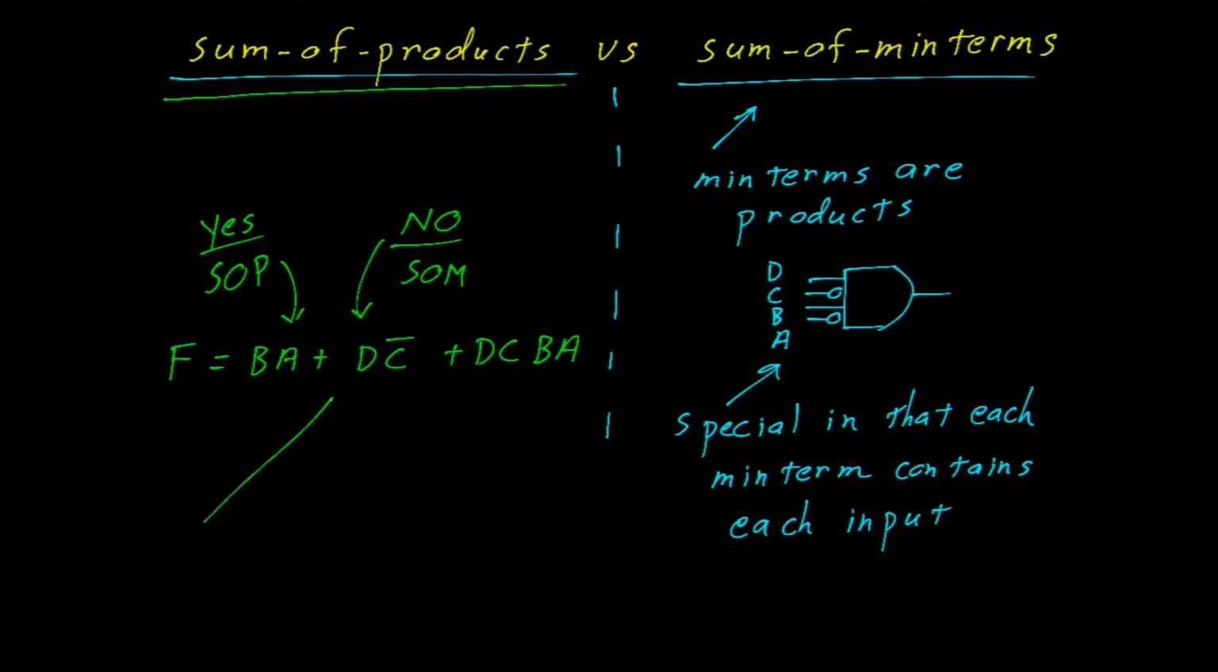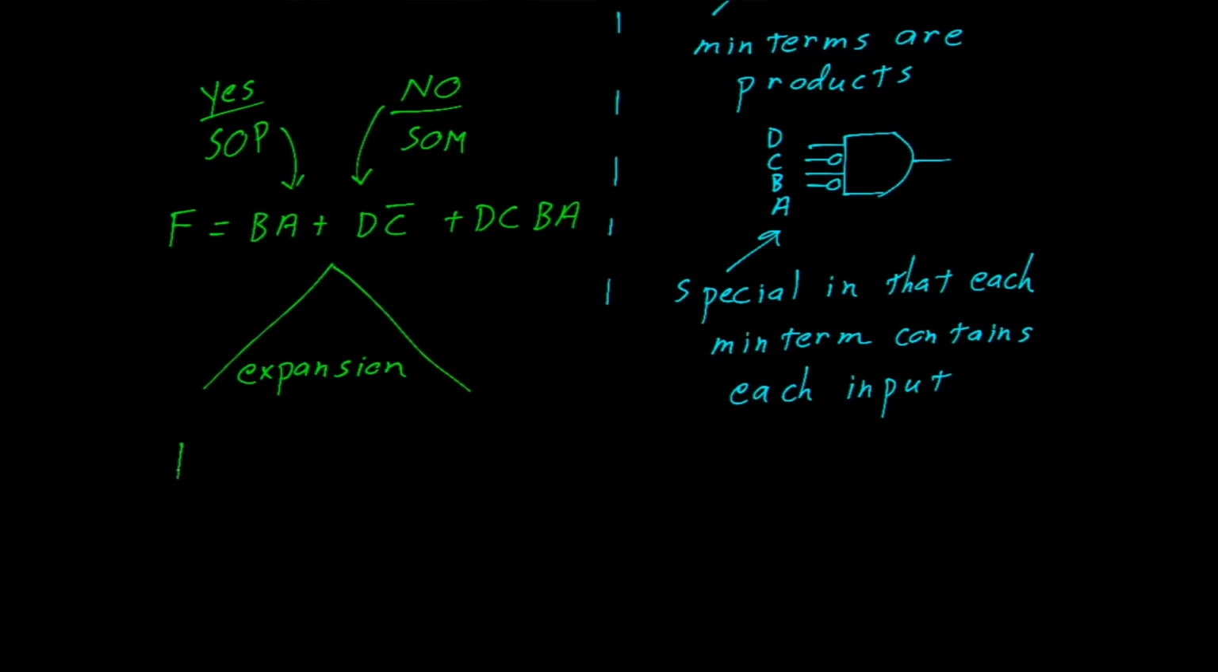With a bit of work, we could expand this to be a sum of minterms. The first term becomes x, x, b, a, where x's stand in for the d and c terms, because this particular term here does not care what the values of d and c are. The second term becomes d c0 x, x, because this does not care what values b and a take on. And then the last minterm comes down.